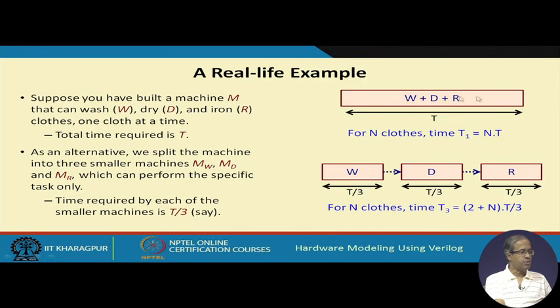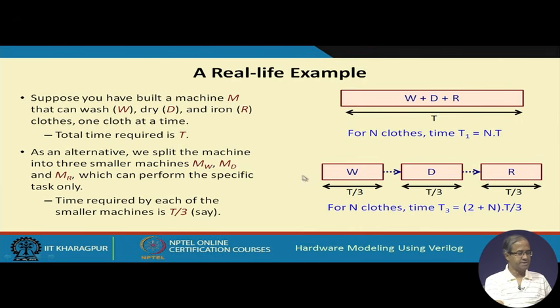Let us say the total time taken for the W, D and R steps all taken together is T, capital T. So, if we have n number of clothes, how much total time will it take to complete all the n? For every cloth we need T. So, for n clothes we need n multiplied by T. This we represent as T1, meaning I have a single partition.